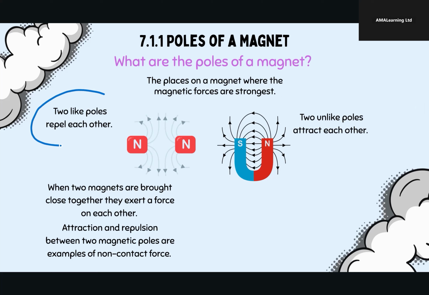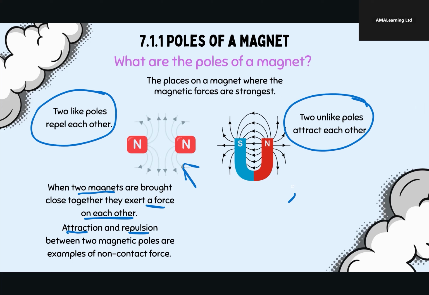Two like poles repel each other, and two opposite poles will attract each other. When two magnets are brought close together, they exert a force on each other, a non-contact force. So you can either get attraction or repulsion. Here's your repulsion, and if you had north and south, then you would have attraction.